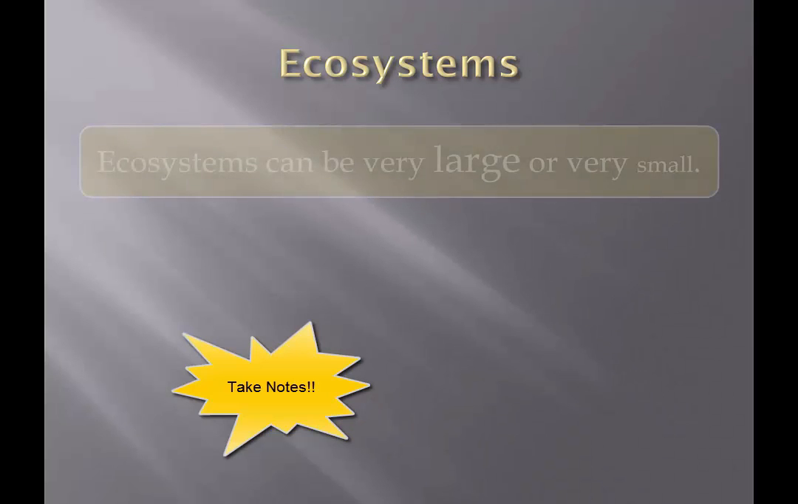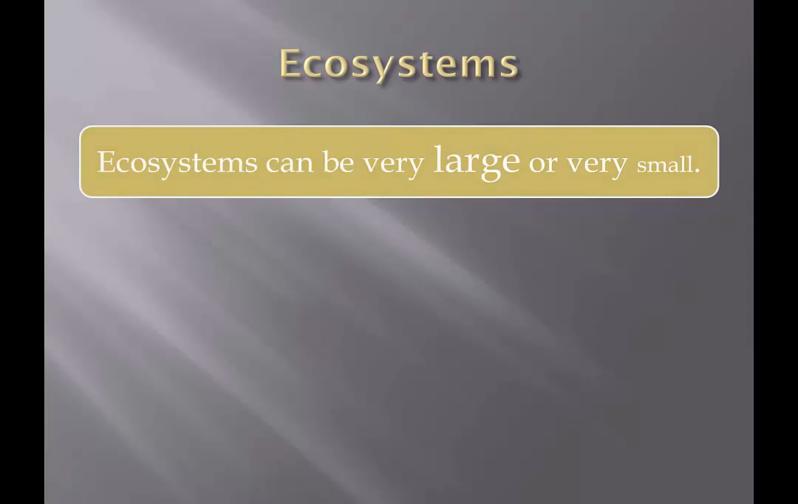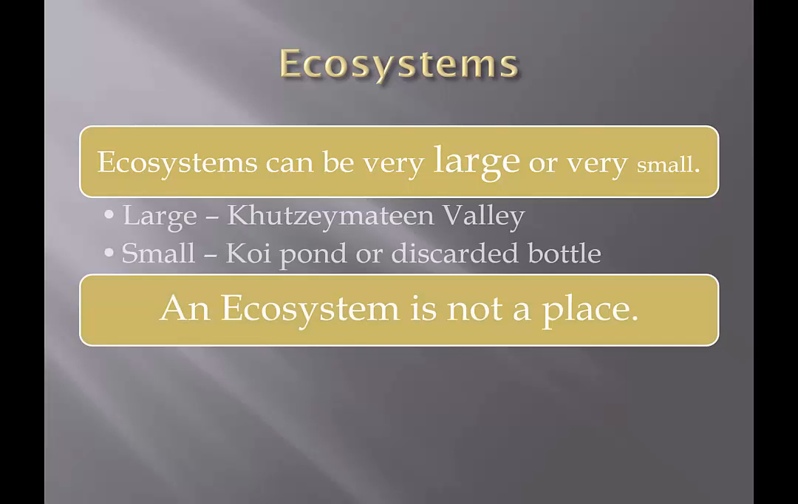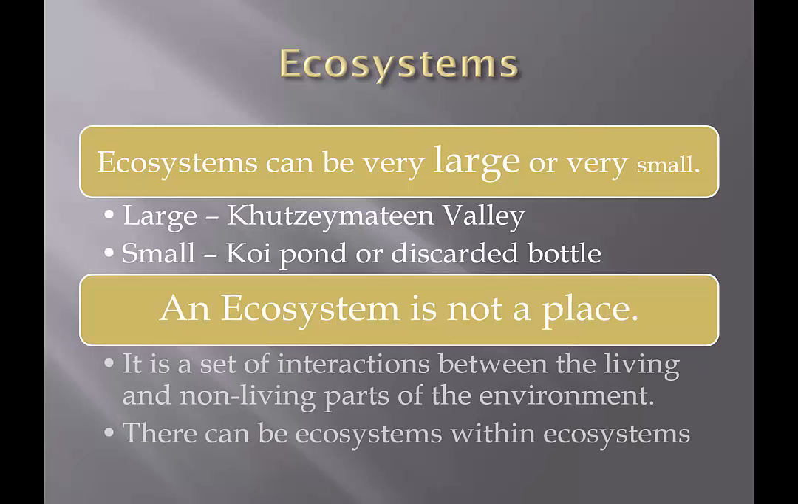So an ecosystem, we mentioned in class, is not a place, it's a series of interactions. And those areas of interactions can be very large or very small. And again, the ecosystem is not a place. So a large ecosystem could be something like the Cohoots-Tamine Valley, and a small one a koi pond or discarded bottle. And we mentioned again that it's that set of interactions between the living and non-living parts of the environment. So you're living to living, non-living to non-living, and living to non-living interactions.